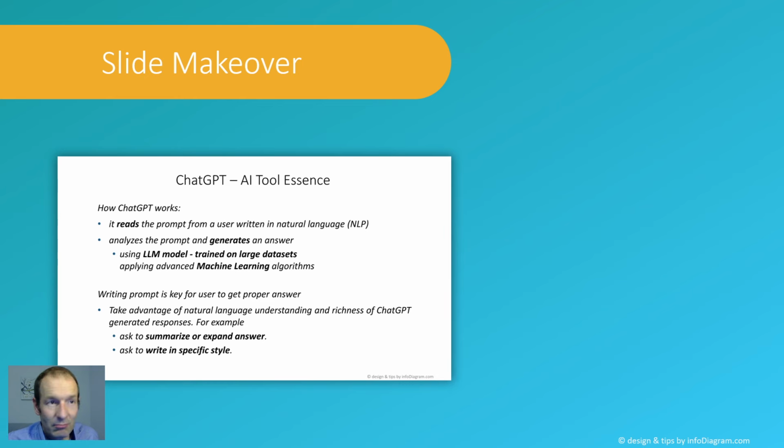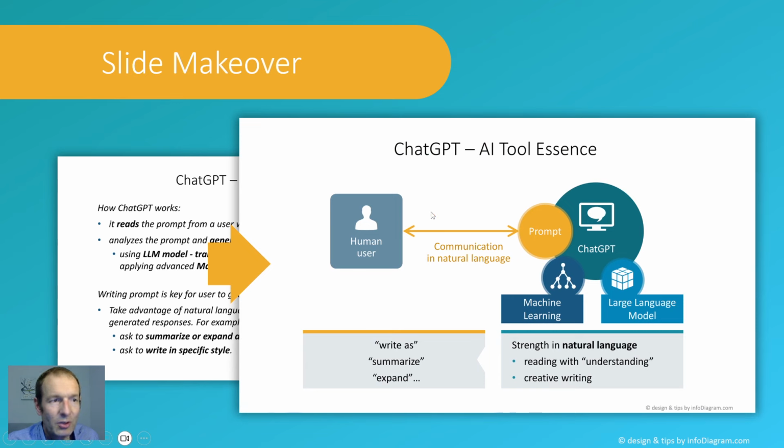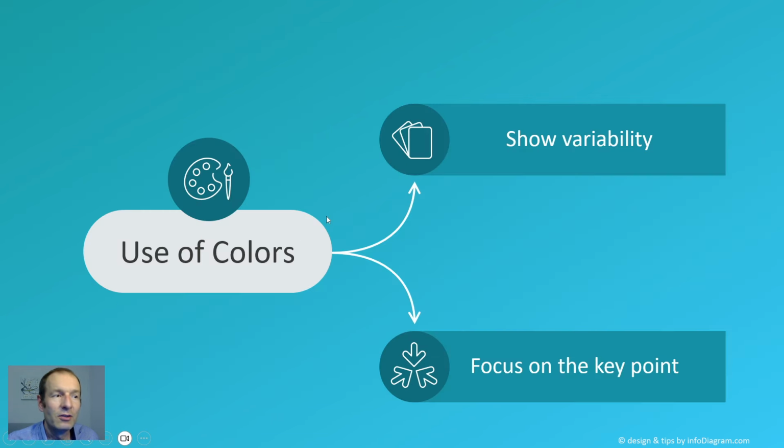Thanks to this way of thinking, I moved from this slide to this one, which is more graphical, and we used the two functions of the colors: to show the variability of the content and to focus on one key point.